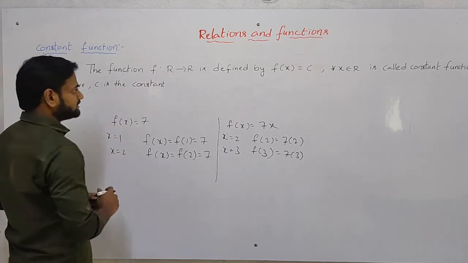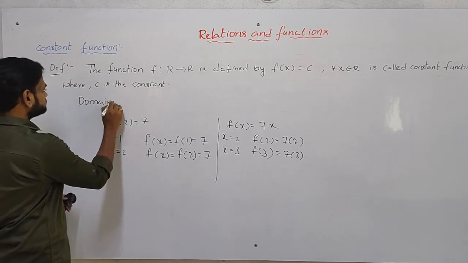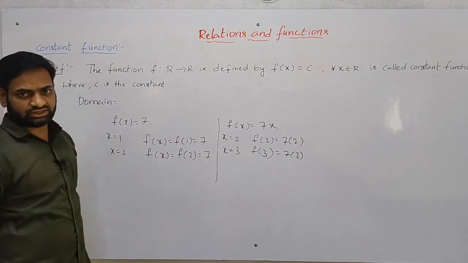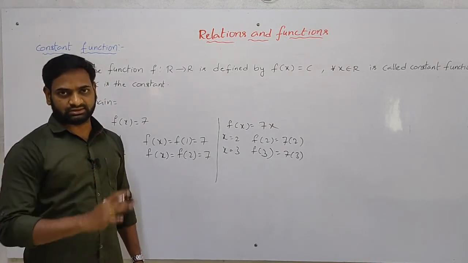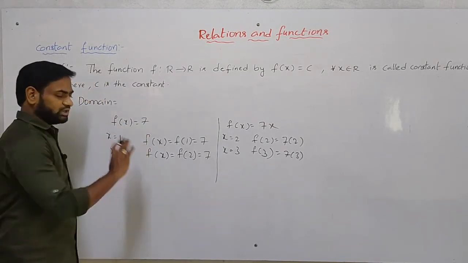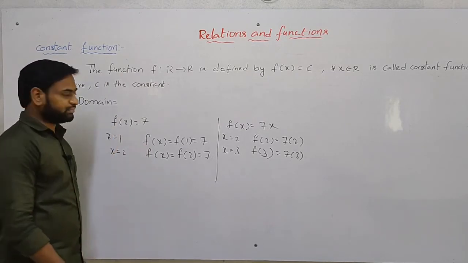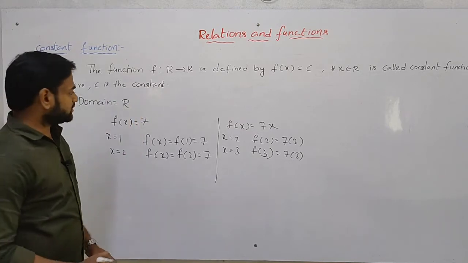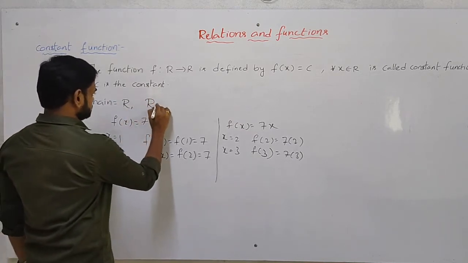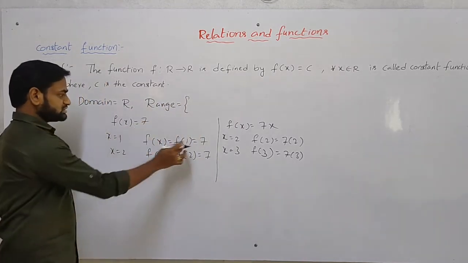So now, what is the domain here? Here you can take any x value. You can take 3.5, 7.9 or anything, but the answer is 7 only. So you can take any value, which means the domain is real numbers. Next, what about the range? For this function, the range is 7 only.